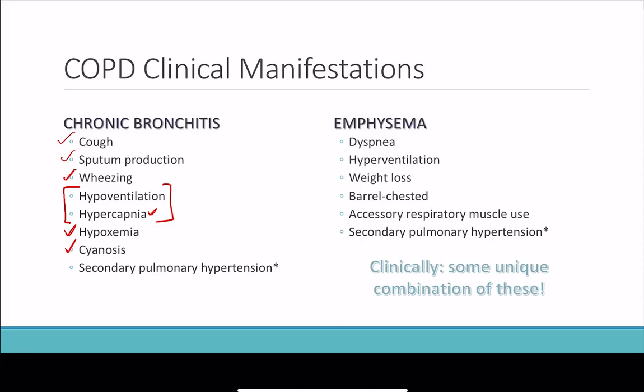And then secondary pulmonary hypertension can be common in chronic bronchitis because the blood vessels of the lung will vasoconstrict anywhere where there's not a lot of oxygen. And in your healthy lungs, that's a really good thing because that drives the blood to the areas of the lung that have plenty of oxygen, and it helps with our VQ matching.